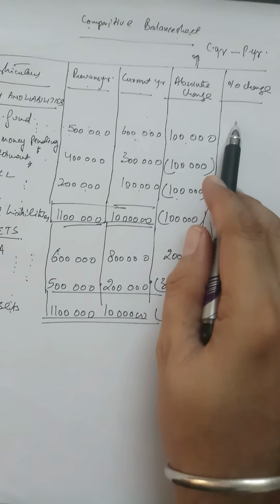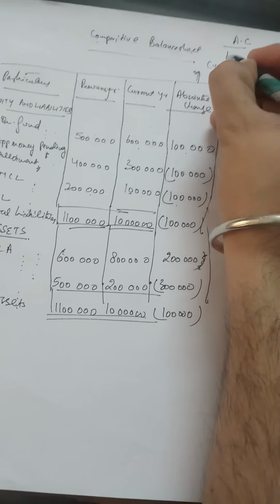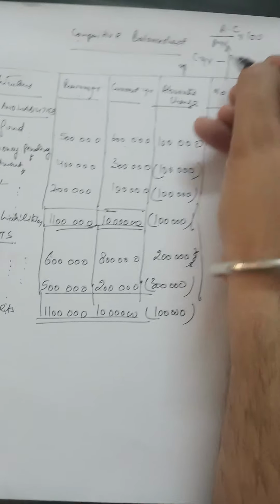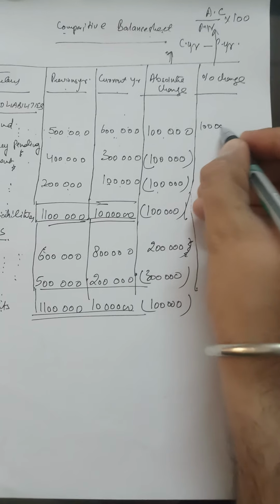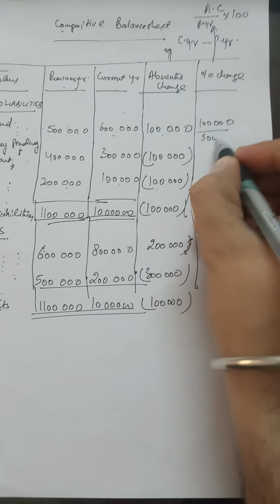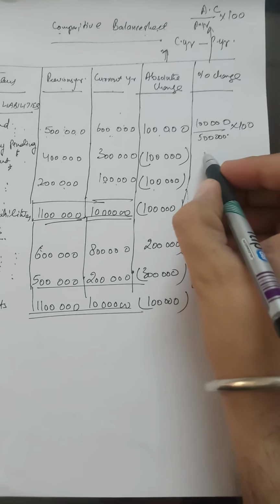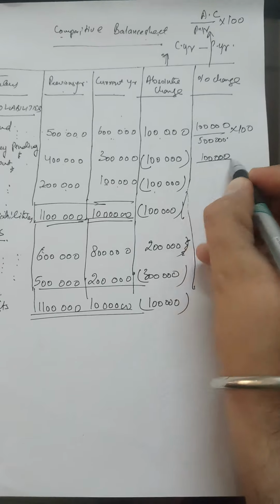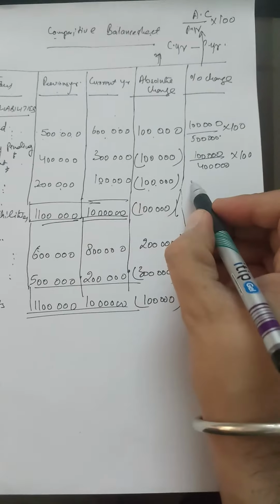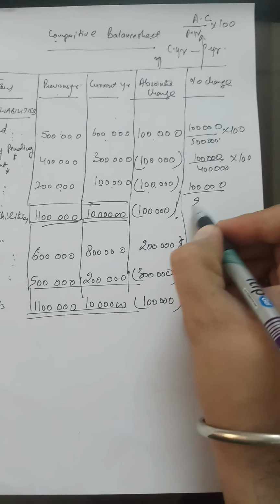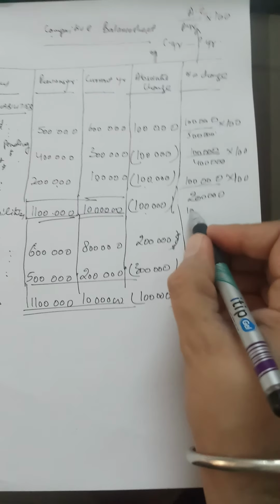Now how to calculate percentage change? Percentage change is calculated by absolute change upon previous year into 100. Absolute change upon previous year into 100. 1 lakh upon 5 lakh into 100. 1 lakh upon 4 lakh into 100. 1 lakh upon 2 lakh. 1 lakh upon 2 lakh into 100. 1 lakh upon 11 lakh.